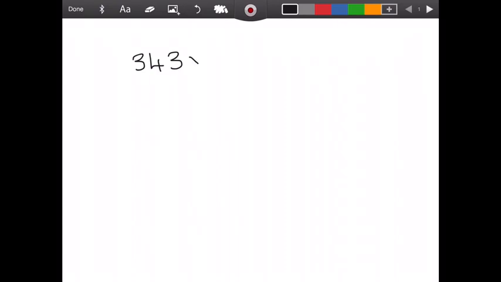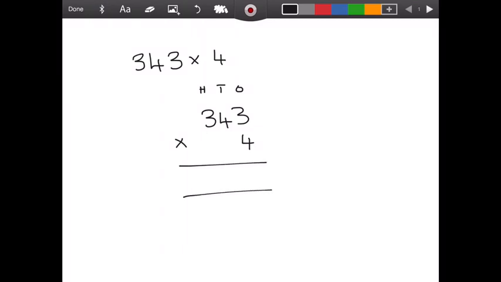First, I'm going to show you how to multiply 3 digits by 1 digit using the column method. 343 times 4. We set them out on top of each other in this method. It's really important to make sure that we keep our columns lined up here. So the 3 and the 4 go on top of each other here because they both represent ones.